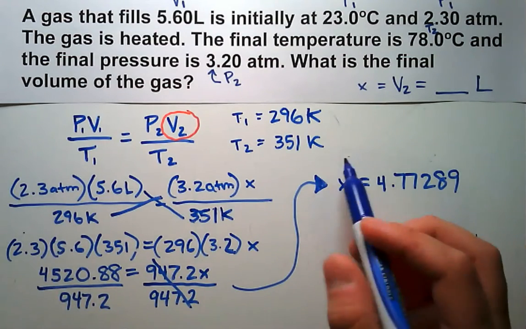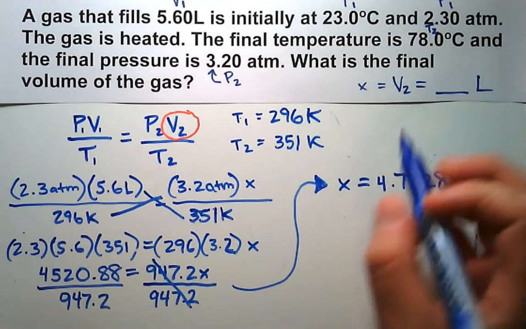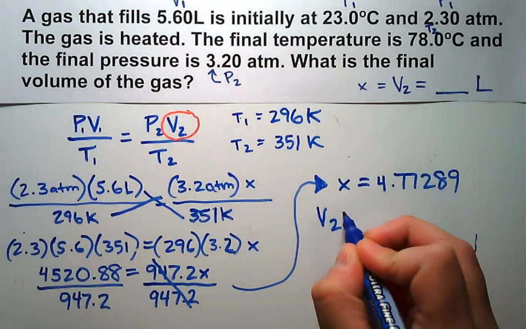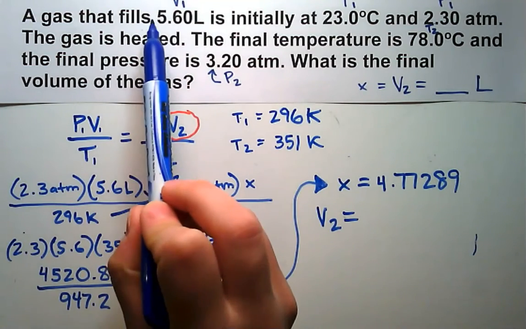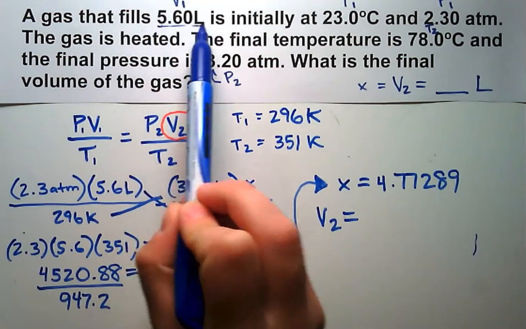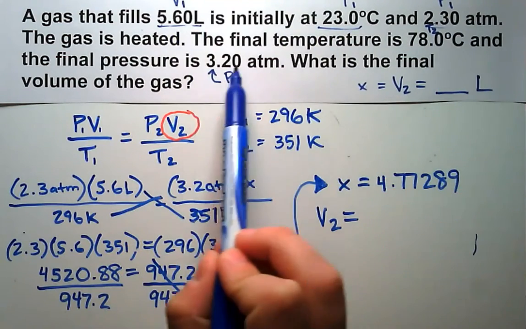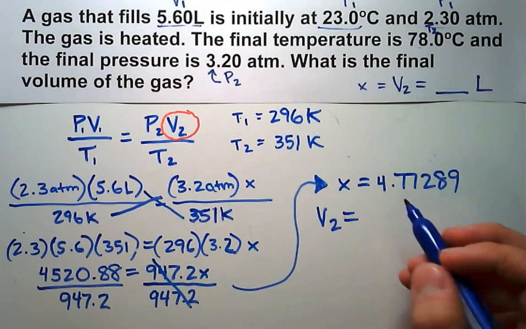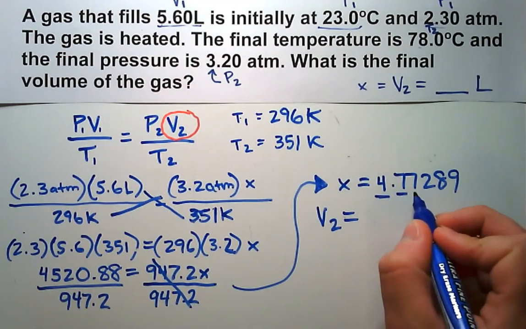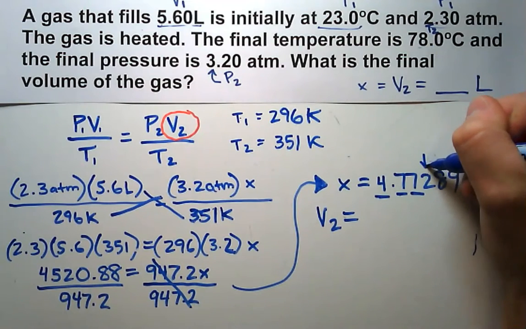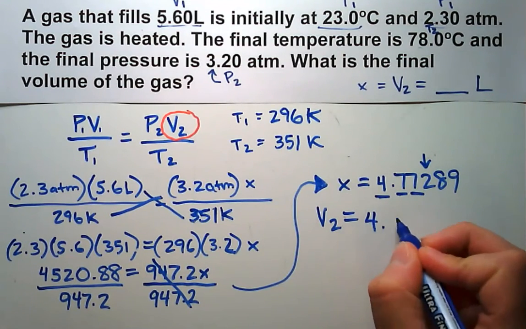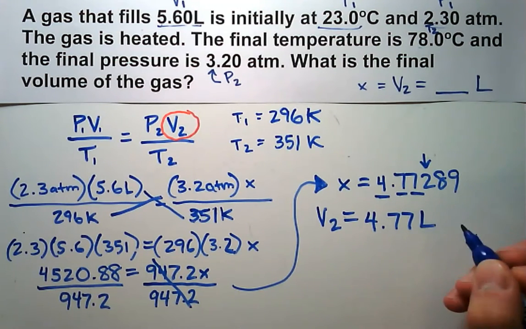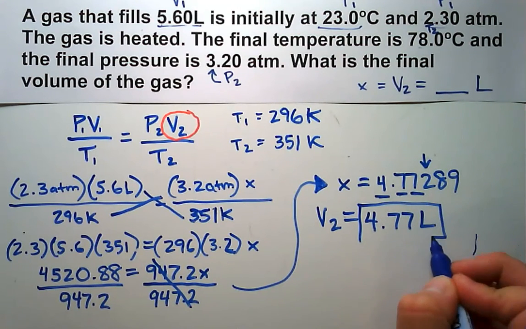So my X, of course, is equal to my V2 value, which we said would come out in liters. And so all we need to do is round to correct significant figures. Looking back at our problem, we have 3, 3, 3, and 3 significant figures. So we're going to round to 3 for our final answer. Looking at that 2, the 7 isn't going to round up, it's going to stay a 7. So 4.77 liters is our final volume.